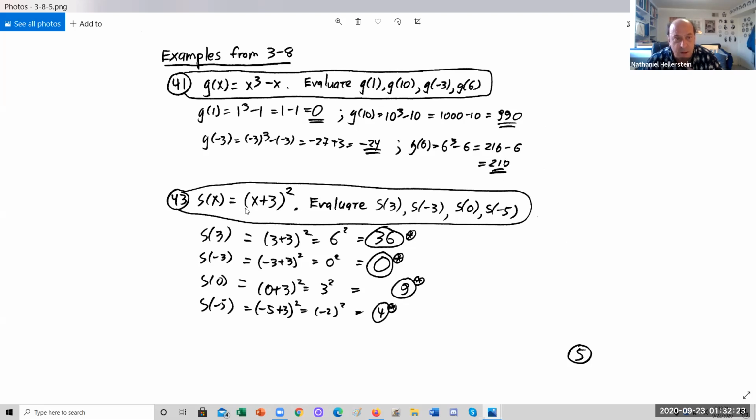Here's a related one. s of x equals the square of x plus 3. All right, evaluate s at 3, at negative 3, at 0, and at negative 5. s of 3 is 3 plus 3 squared. That's 6 squared, or 36. s of negative 3 is negative 3 plus 3 all squared. That's 0 squared, which is 0. s of 0 is 0 plus 3 squared, which is 9. And s of negative 5 is negative 5 plus 3, squared. That's negative 2 squared, which is 4.